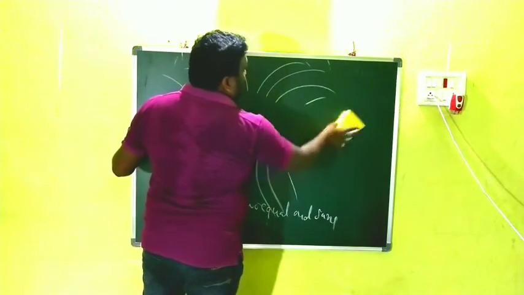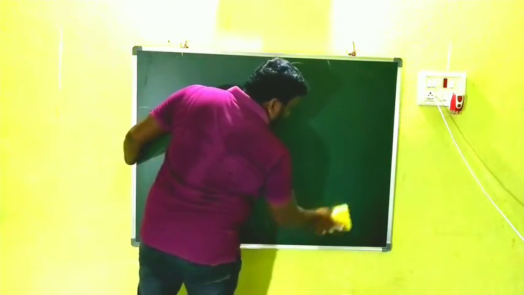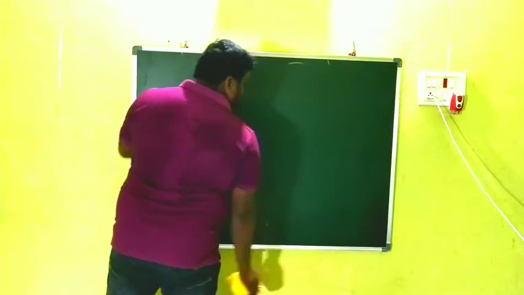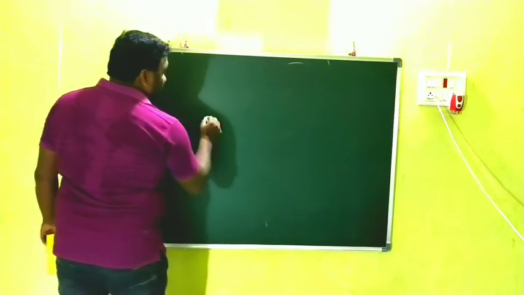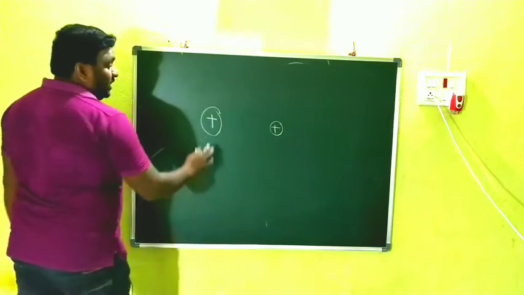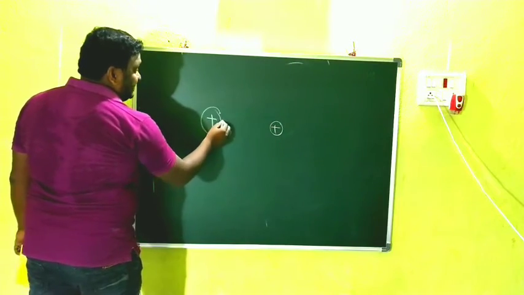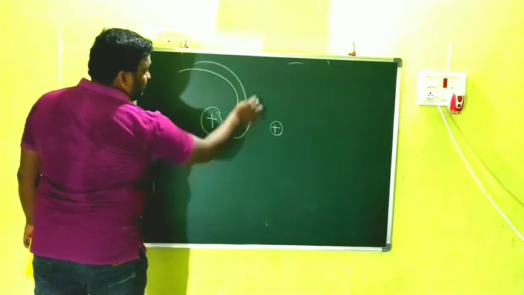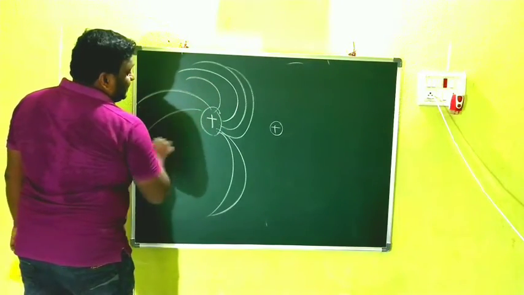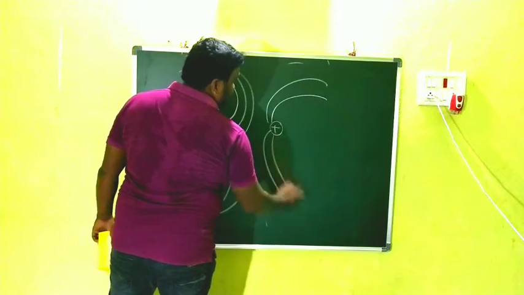And now if you go for the other case, I am taking unequal charges and same. Unequal charges and same. Clear? This is what I am showing. So here, unequal charges but same type of charges. In this case, we will draw more electric field lines for the high magnitude of charge.